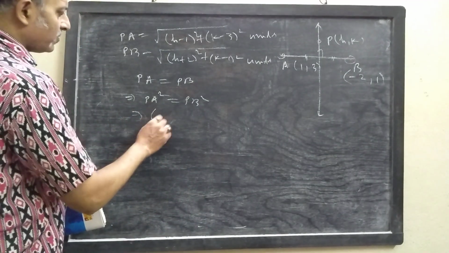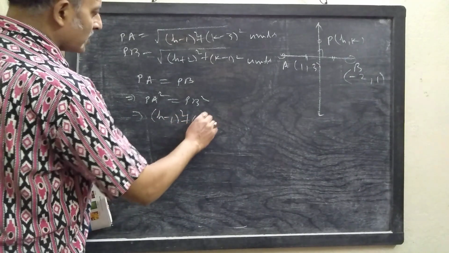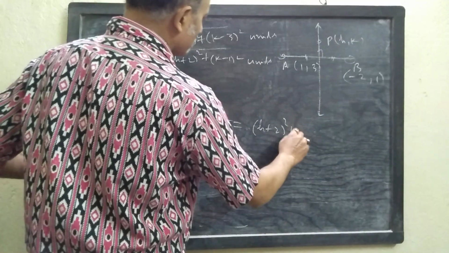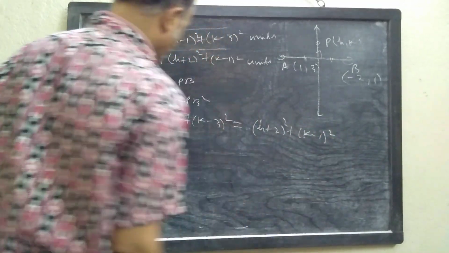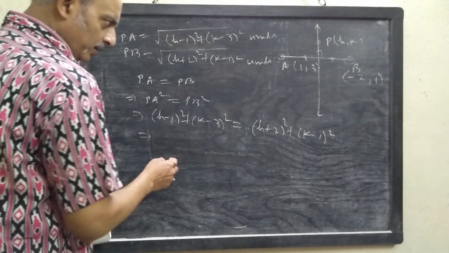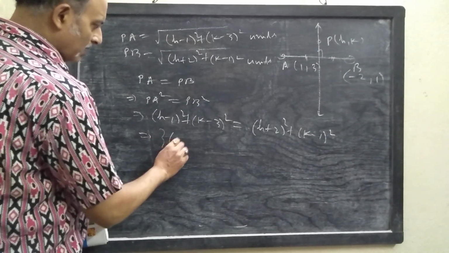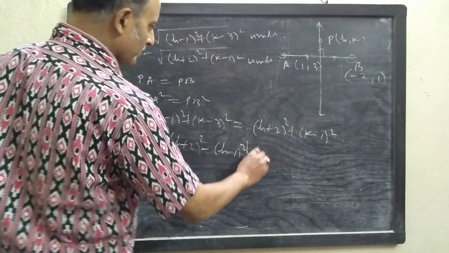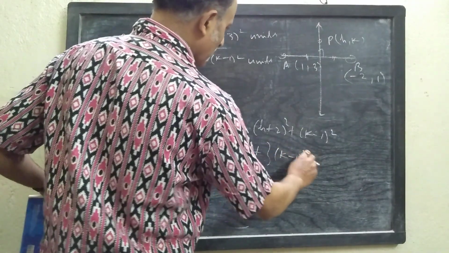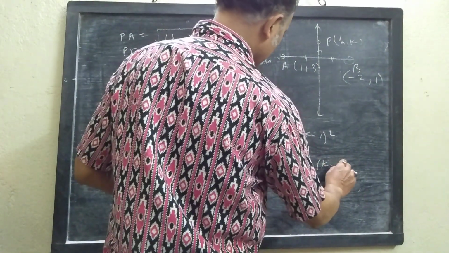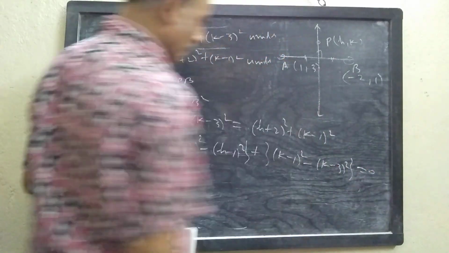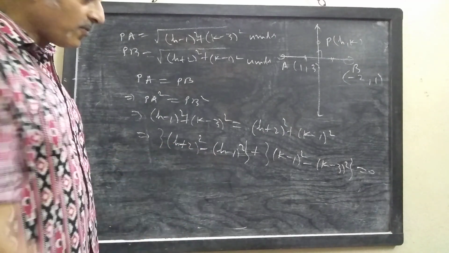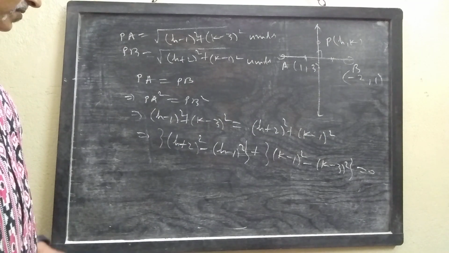So now PA square is (h minus 1) whole square plus (k minus 3) whole square equals (h plus 2) whole square plus (k minus 1) whole square. Now write in this way: (h plus 2) whole square minus (h minus 1) whole square plus (k minus 1) whole square minus (k minus 3) whole square equals 0. Why do we arrange in this way? Because I want to apply the formula a square minus b square to get it simplified more easily.